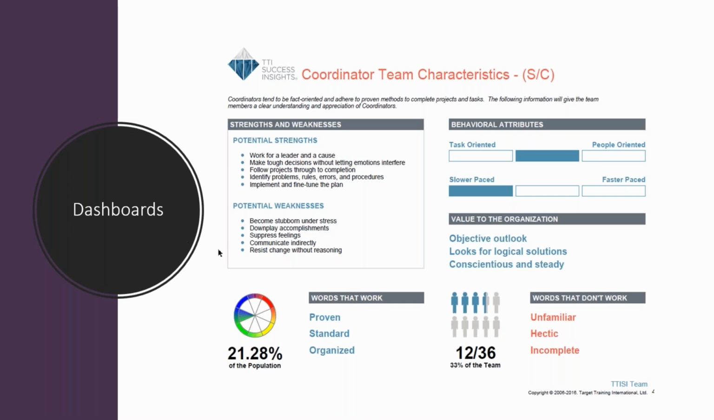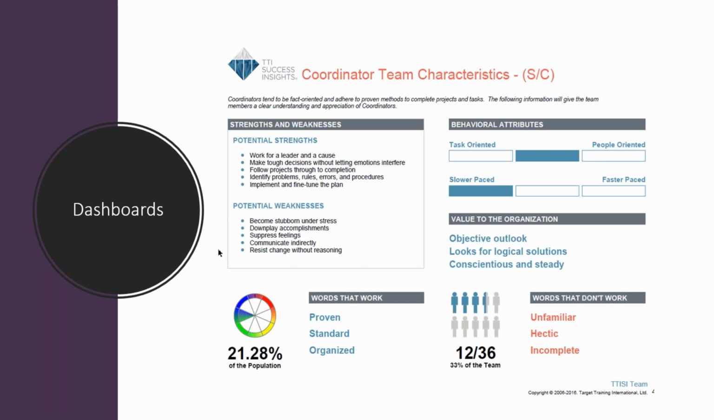So what you have is the coordinators, the SC people. That was the larger group, and the other slide represents 21% of the population. It lists the strengths they bring to the table. They want to work for a leader and a cause, make tough decisions without letting emotions interfere, follow projects through to completion. And then it has potential weaknesses: become stubborn under stress. That sounds like me. Suppress feelings, communicate indirectly, resist change without reasoning.